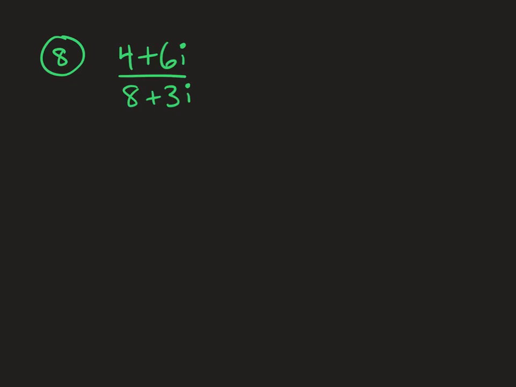Number 8, here we've got an i on bottom. We've got 4 plus 6i on top, 8 plus 3i on bottom. So if we've got an i on bottom, we're going to multiply the conjugate, and on bottom that would be 8 minus 3i. We're multiplying the conjugate of the bottom on the bottom and also the top. So here we'll duplicate that, and then you're just doing FOIL on top and bottom.